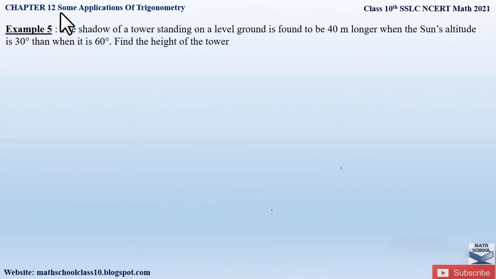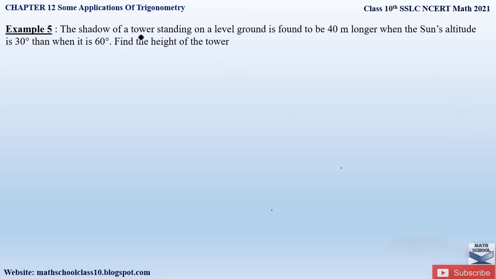Example 5 from chapter 12, some applications of trigonometry, says: the shadow of a tower standing on a level ground is found to be 40 meter longer when the sun's altitude is 30 degree than when it is 60 degree. Find the height of the tower.